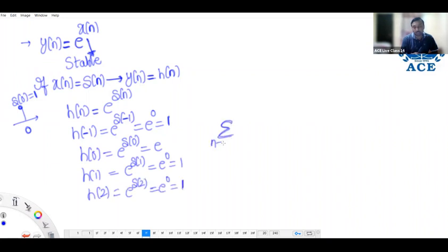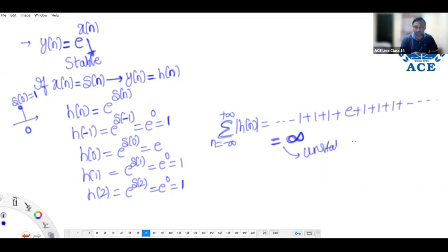Like that, when you solve the impulse response for infinite length, everywhere the answer is 1 except at 0. 1 added infinite times, the answer becomes infinity. Means it is unstable.